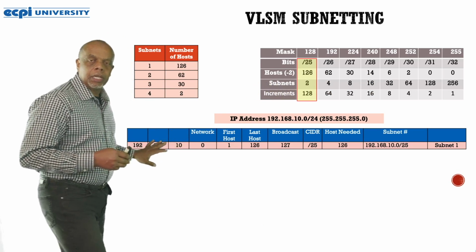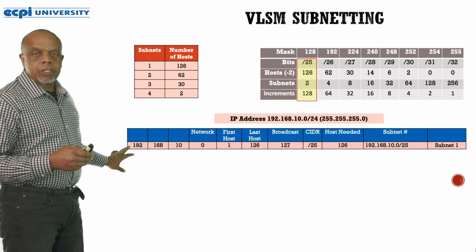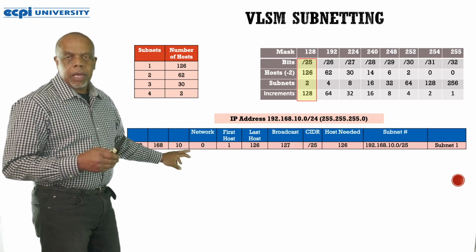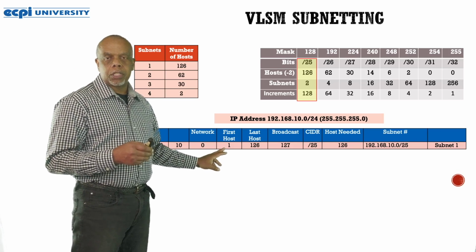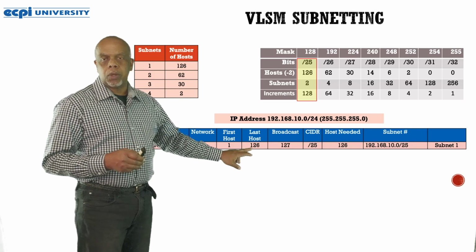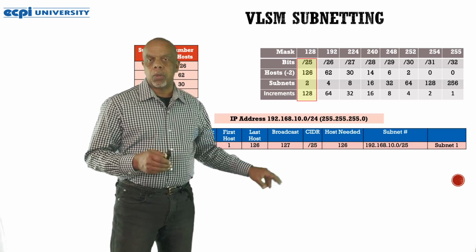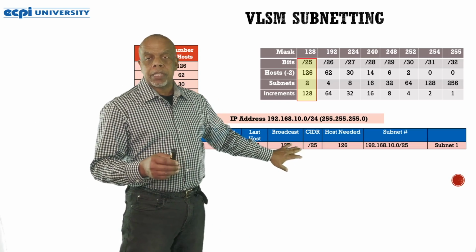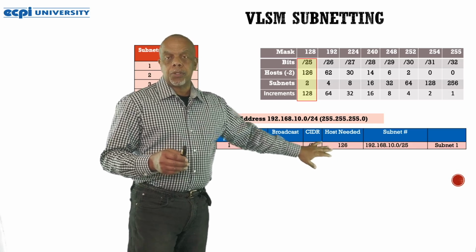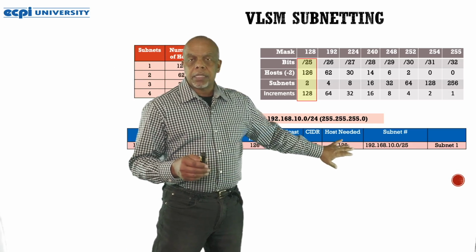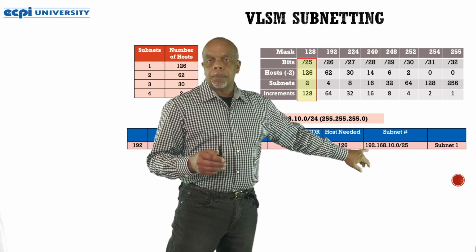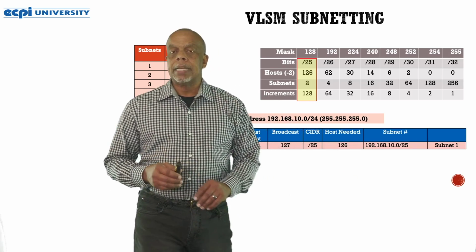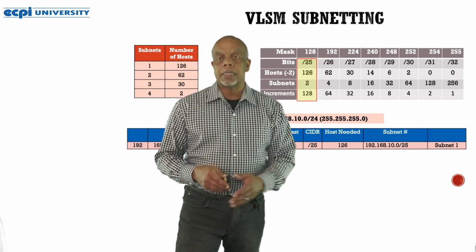So my first subnet is going to start with 192.168.10.0, and my first host is going to be 1. The last host is going to be 126, broadcast 127. No different than we had done previously with subnetting. This is going to be a CIDR of 25 because I needed 126, and that's what it gave me. And now my subnet ID is going to be 192.168.10.0/25. And that's going to be my subnet 1.